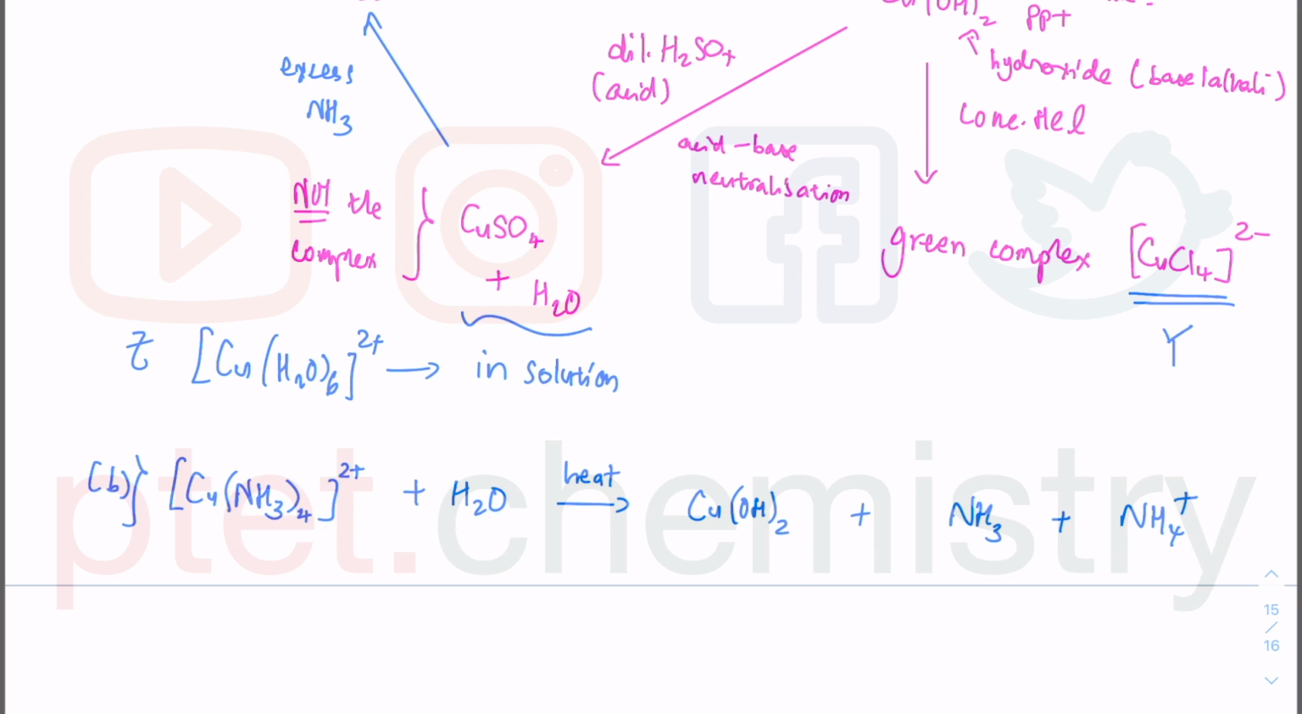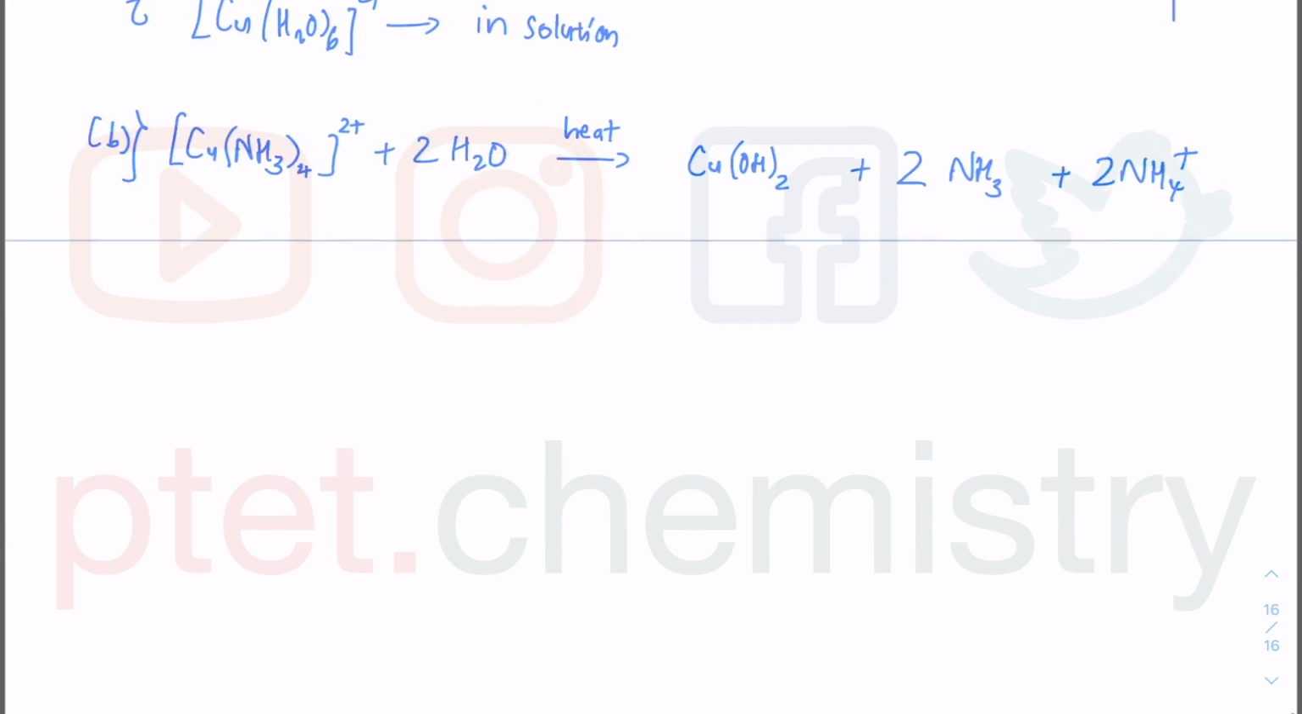Alright, there's 2 hydroxide, so I will have 2 water molecules. And it's because of the 2 ammonia forming you 2 NH4+. That's why you get 2 OH- that form the copper 2 hydroxide, therefore leaving you 2 ammonia that is formed as a gas. So this equation is balanced just like that.